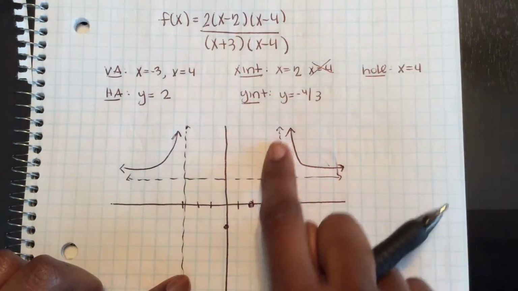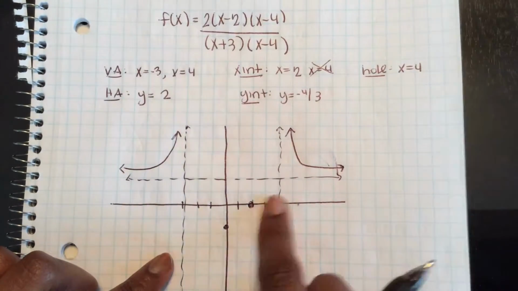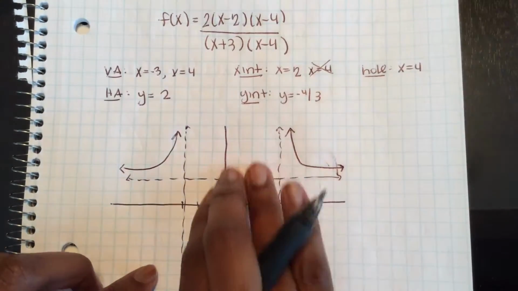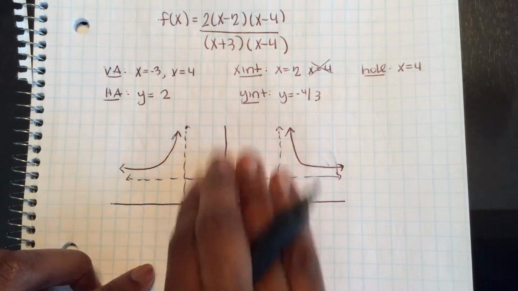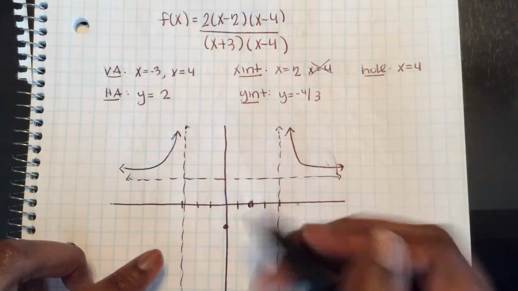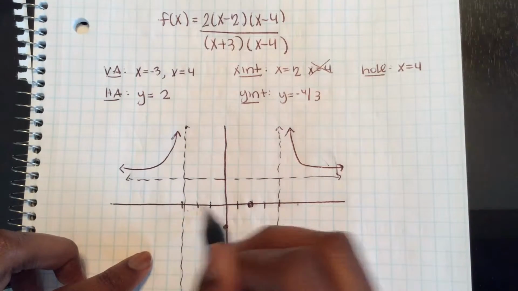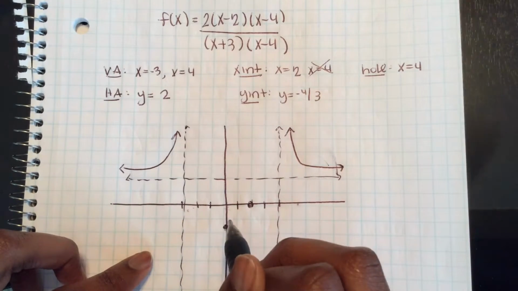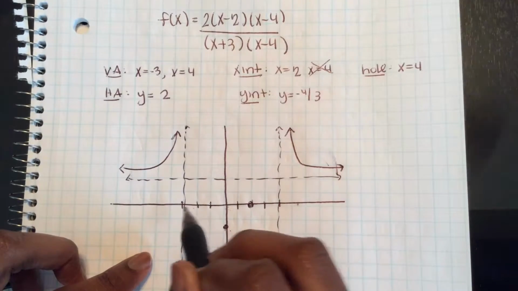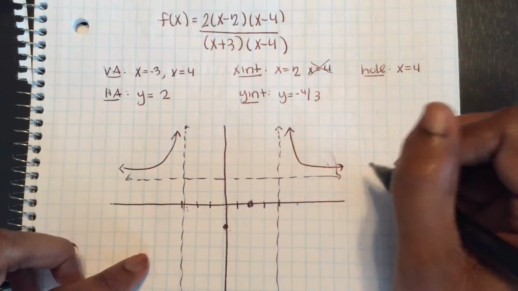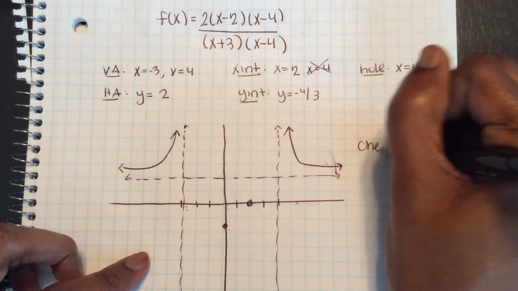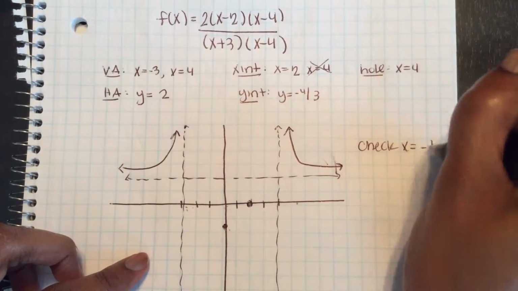So now I've got to see what happens in between here. Now remember, in the center, you can cross your asymptotes. So I need to do some sign checking. So first I'm going to check an x between my y-intercept and this asymptote. So I will check x equals -1.